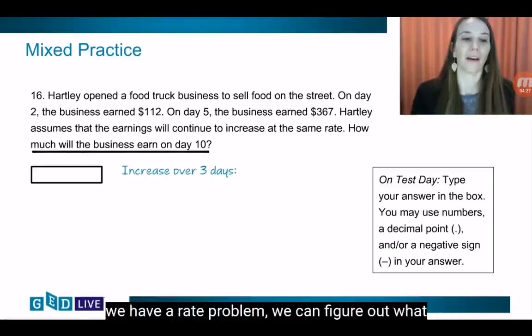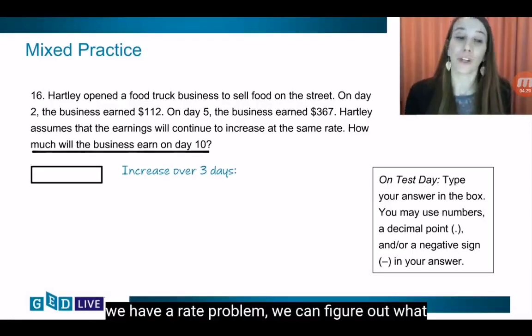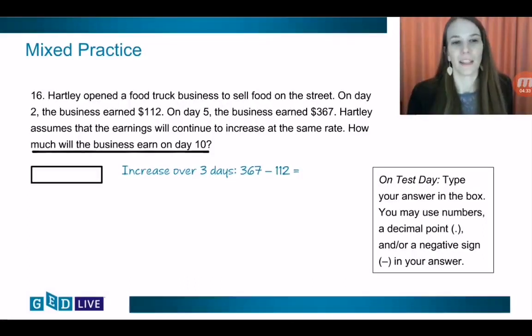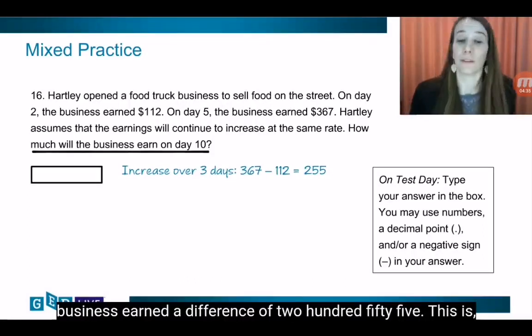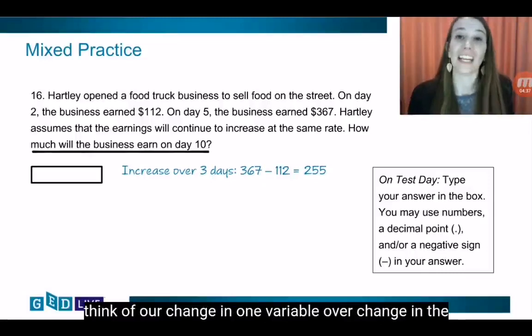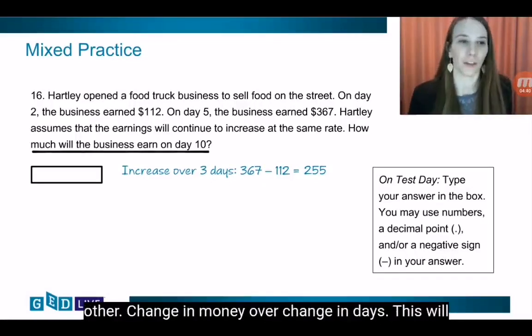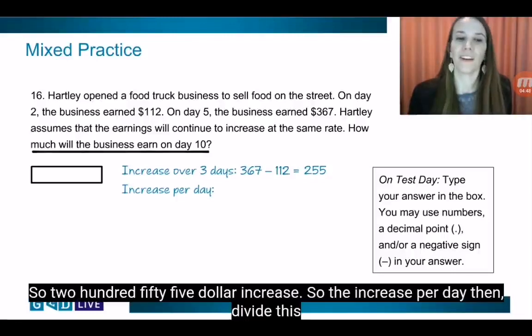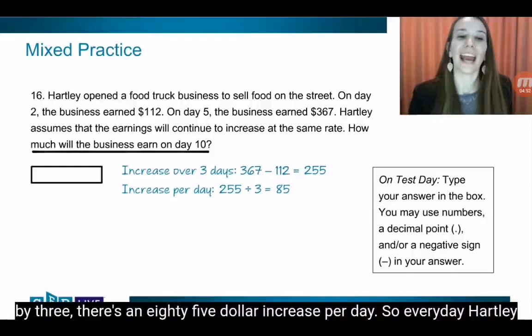So because we have a rate problem, we can figure out what that rate is. So over 3 days, the business earned a difference of $255. Think of this as our change in one variable over change in the other. Change in money over change in days. This will give us the rate of money per day. So $255 increase, divide this by 3, there's an $85 increase per day.